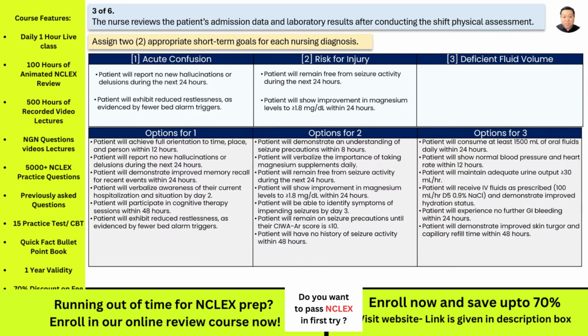Now, if you selected patient will have no history of seizure activity within 48 hours, what do you think about that? Well, this is incorrect because the patient may still experience seizures even with appropriate interventions during the first 24 or 48 hours. And the seizures can occur at any time during the withdrawal process. So it's more important to focus on immediate seizure prevention rather than expecting the complete absence of seizures. So keep that in mind.